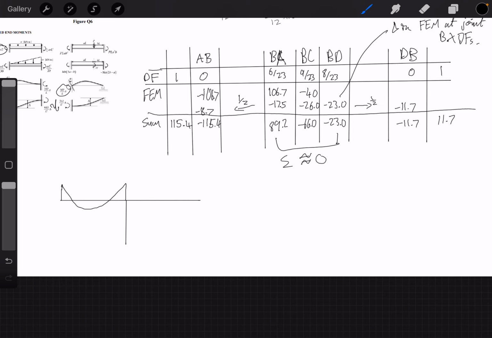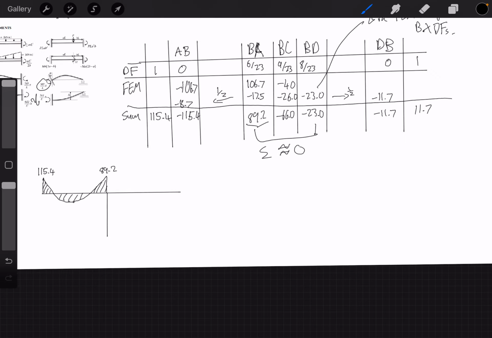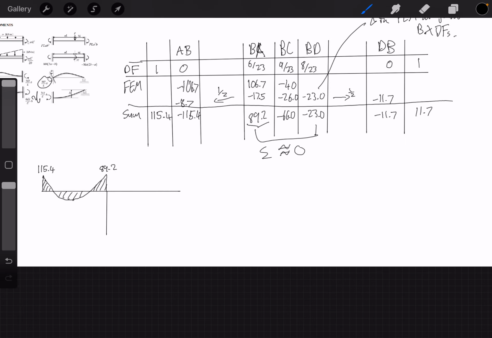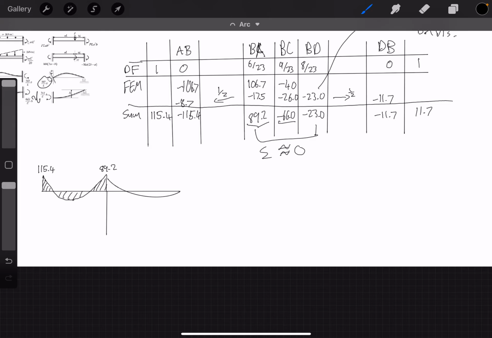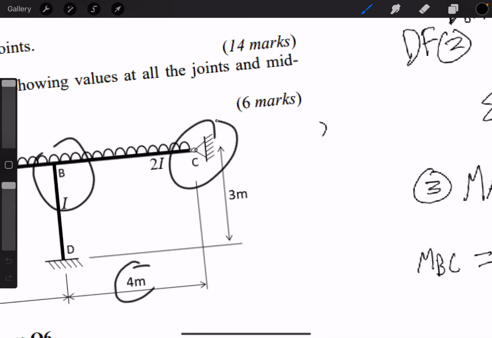What's it here? 89.2. 115.4. Just going to draw this in. This isn't to scale. When you sketch this, it should be more accurate. I'm just doing it because I'm not very good at drawing on an iPad. Okay, and then we also know that for this, it gives us 66. So we go 66, and again, it's a UDL, but the other end of the moment is 0 because, as we can see, pinned.